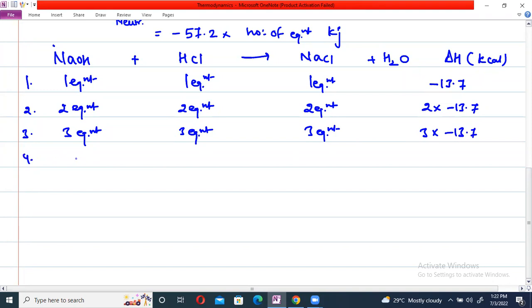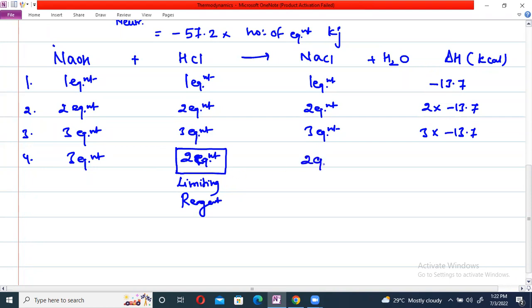Example number 4, very interesting. If this is 3 equivalent and this is 2 equivalent, among these two, this is the lesser quantity, so this will be called the limiting reagent. The limiting reagent only decides the formation of product. The product should be how many? Now 2 equivalent, and delta H is 2 times minus 13.7 kilocalories.